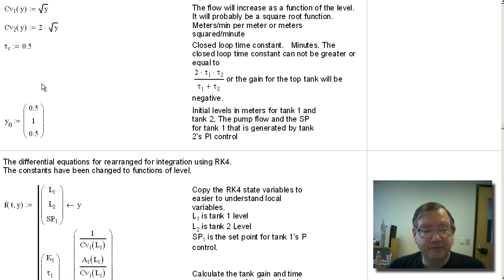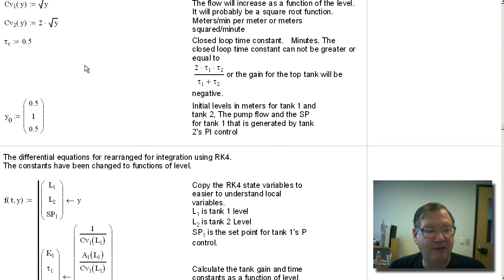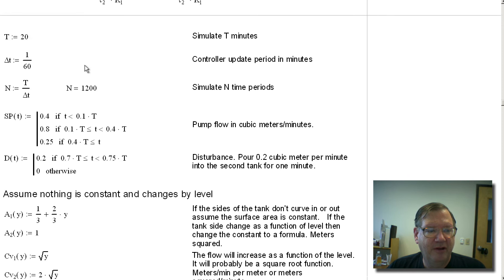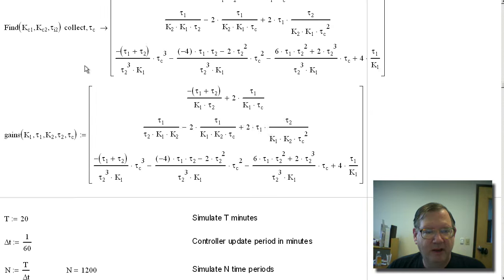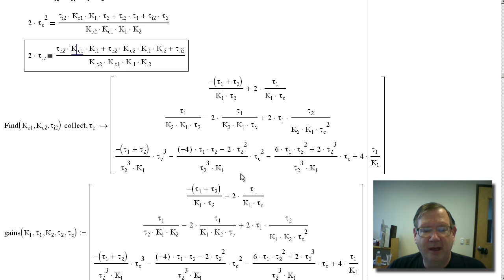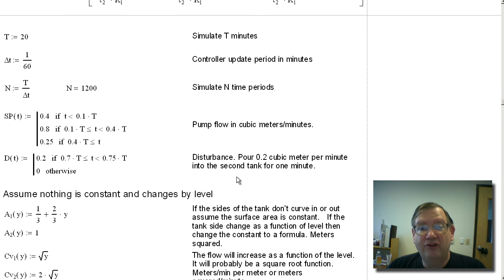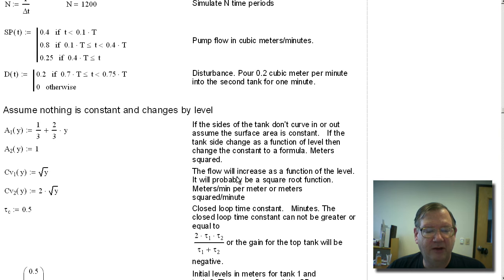So now I need to choose a closed loop time constant, and I'm going to choose a closed loop time constant of a half a minute, 30 seconds, and there's some limits to how large I can make that based on these equations up here. It's possible that I could get some negative gains if I make the time constant too big. So I have to choose a reasonable range for my closed loop time constant.